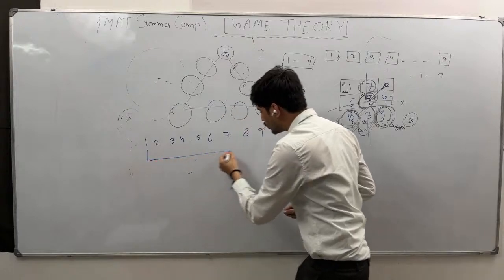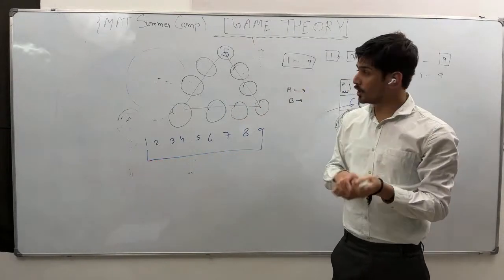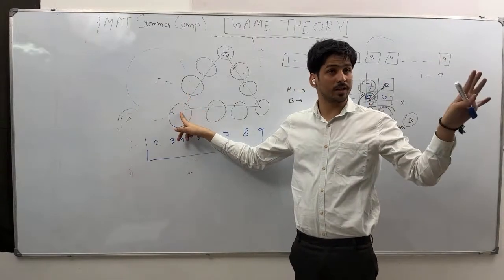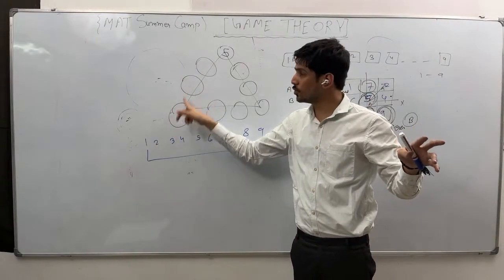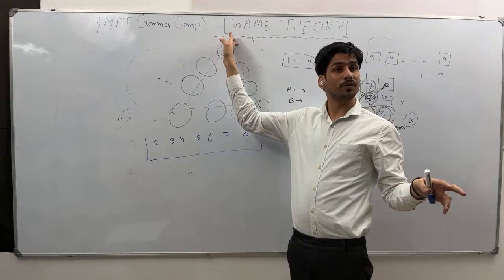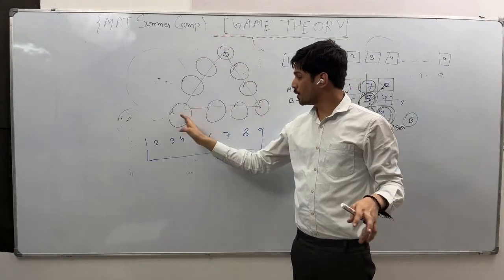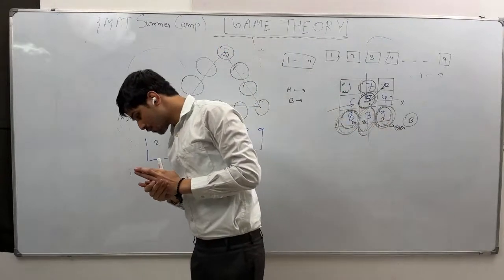You see, the opposite of 1 is 9, because 5 you already put. Now for these three circles, you need 15. Sorry, these three circles you need 15. 15 plus 5, 20. Here also 15 plus 5, 20. 15 plus 5, 20. Right?